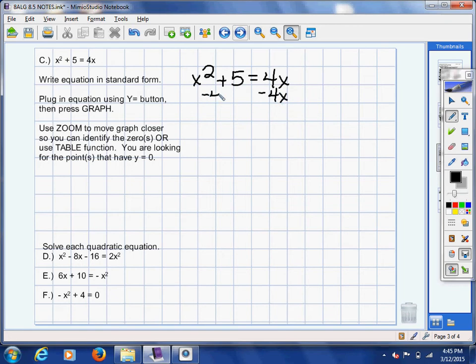We're going to subtract it from each side. Notice on the left side that none of those numbers are like terms. So we're just going to literally write it in descending order, starting with x squared minus 4x plus 5. That is standard form. And here's our equation. This part right here is what we're going to be plugging into our calculator.